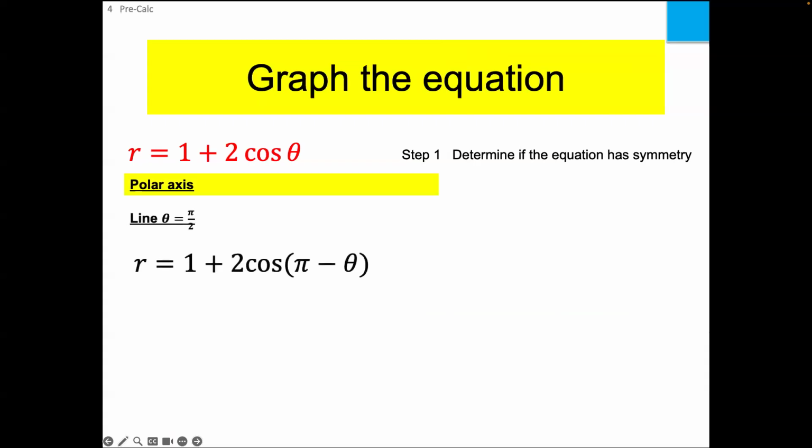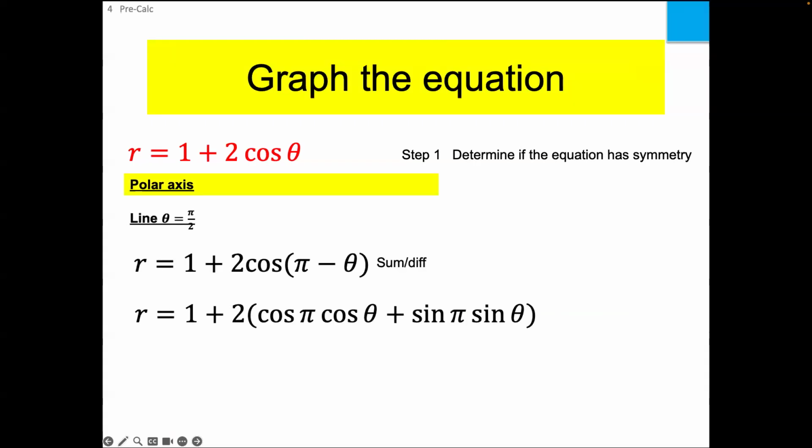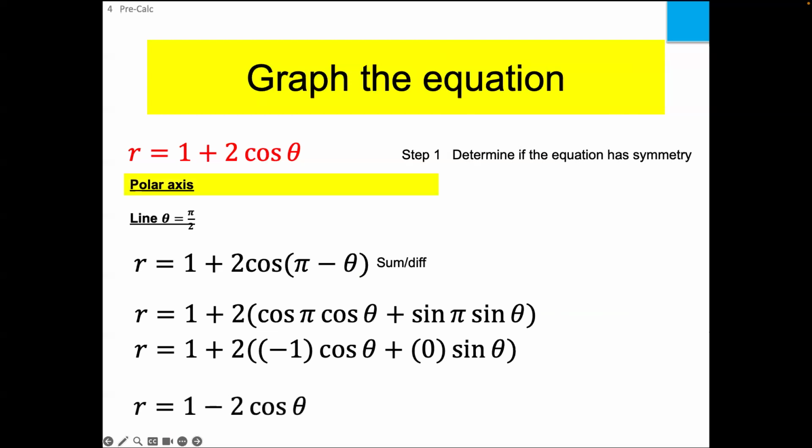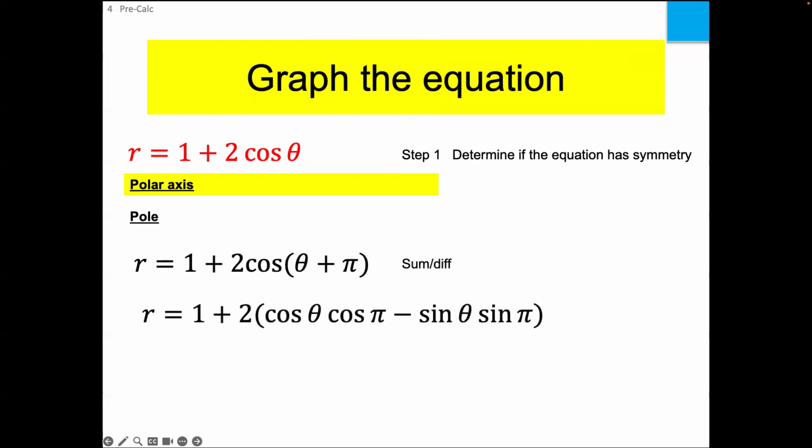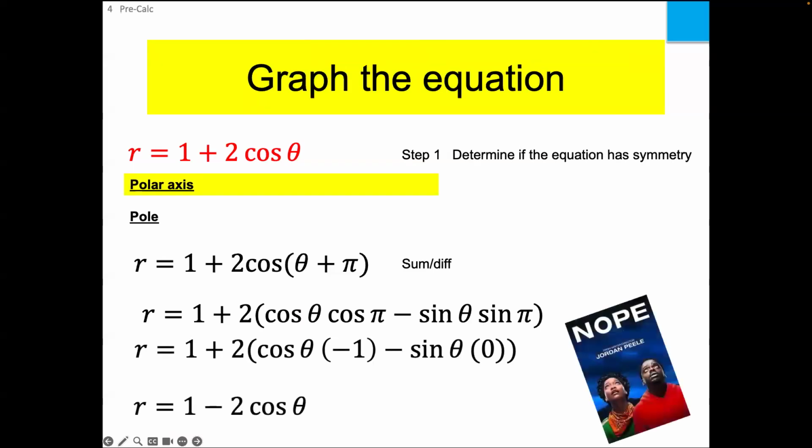I'll do this very quickly. We've done this now, it feels like 5 times. Cosine of pi is -1, sine of pi is 0. The negative would move out to the front, which would give me a negative, and that's not the same. Nope. And then for symmetry with respect to the pole, cosine of pi is -1, so it gives us a negative. So nope for that one as well too.